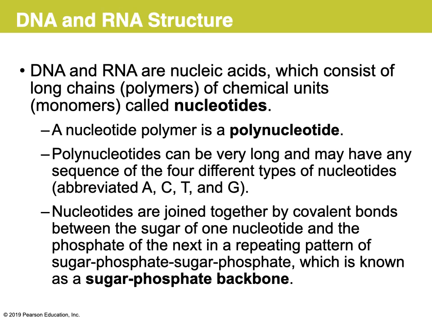Now, a little bit of review from chapter 3. DNA and RNA are nucleic acids. They consist of long chains, otherwise known as polymers, of chemical units, monomers, called nucleotides. So a bunch of nucleotide monomers strung together form a polynucleotide, that is, a nucleotide polymer. Polynucleotides can be insanely long. And again, the genetic alphabet is only 4 letters, the 4 different types of nucleotides, A, C, T, and G.